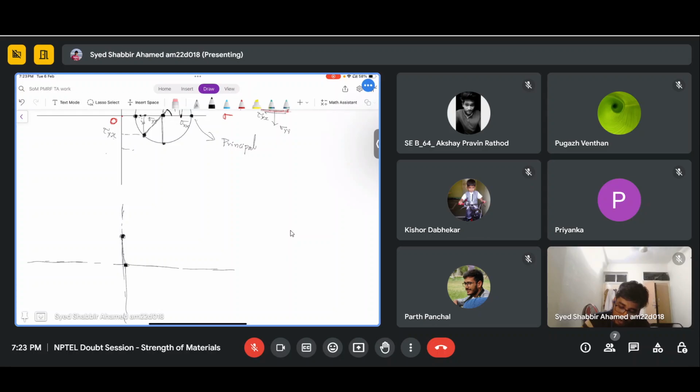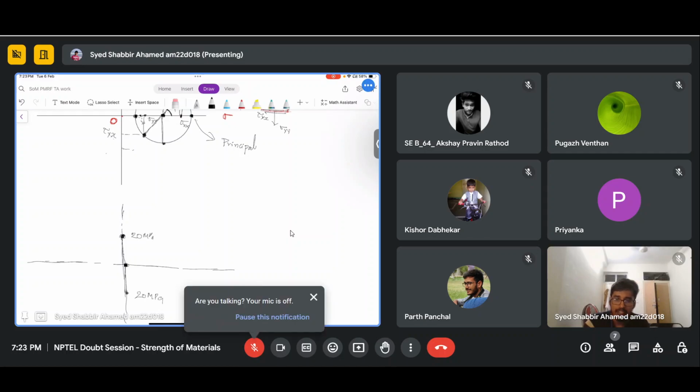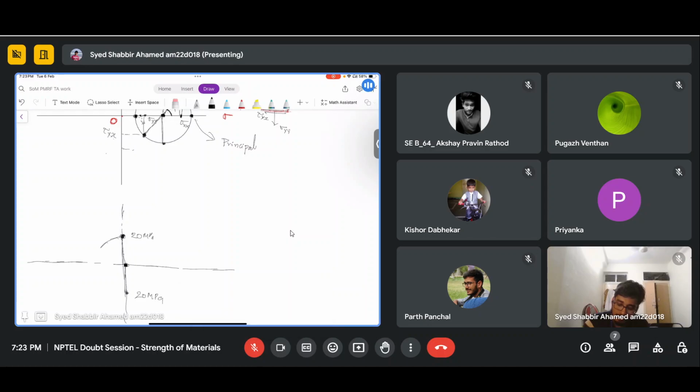That's why I'm going in the y direction. So this is 20 megapascal, and this is also 20 megapascal. So normal stresses are 0, and you know the radius is also 20 megapascal here. So using this, we can draw the Mohr circle like this.